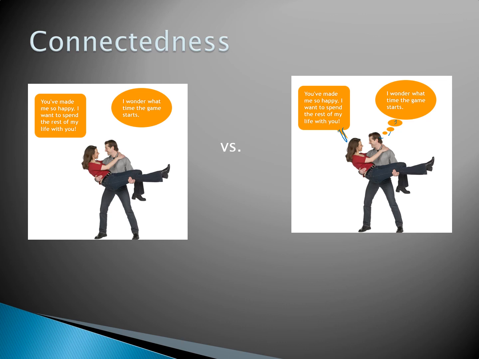She's saying, "Oh, you've made me so happy. I want to spend the rest of my life with you." And we know he's saying, because of the dots, it's connected, "Oh, I wonder what time the game starts." All right, so something as simple as that can represent connectedness.